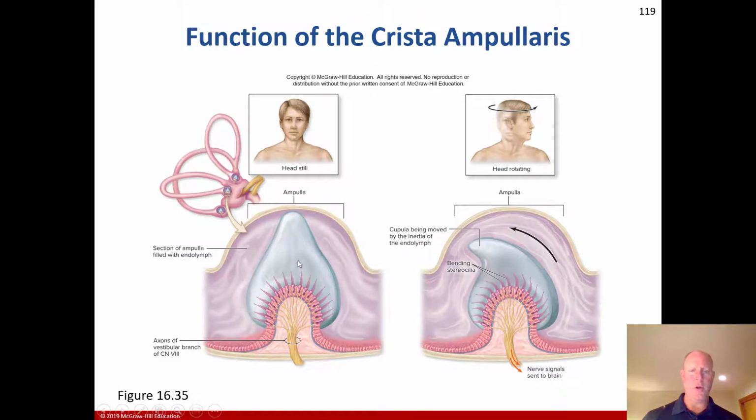And you can see just a similar look here for seeing if the head is still versus the head is rotating, showing your ampulla here, showing the change and the bending of the stereocilia with the head rotating. And our section of ampulla filled with endolymph here. You see the movement occurring here when the head rotates. Nerve signals are sent to the brain here on that CN8, the vestibulocochlear nerve.